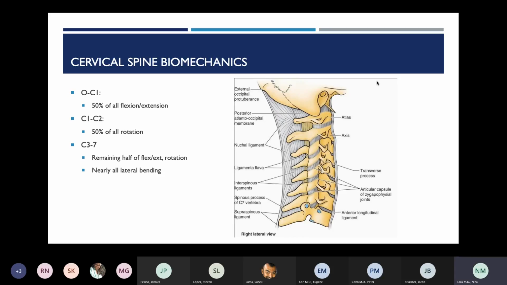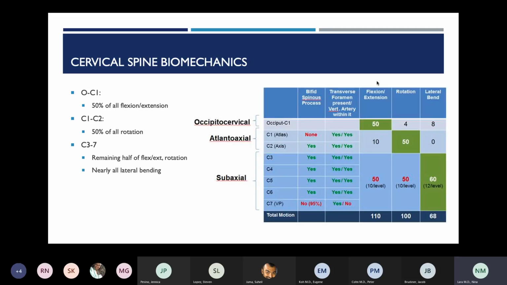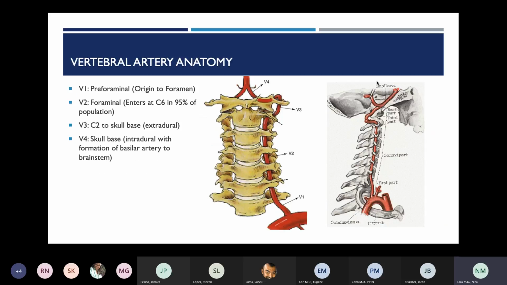C3, so the subaxial spine, accounts for the remaining half of the flexion, extension, and rotation, and nearly all the lateral bending comes from the subaxial spine. Posterior soft tissues are crucial for stabilizing the spine as well: the ligamentum flavum, capsule, interspinous ligaments, and supraspinous ligaments. This is another depiction, actually from ortho, just showing where the range of motion comes from in our cervical spine.